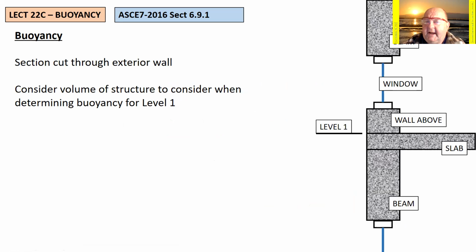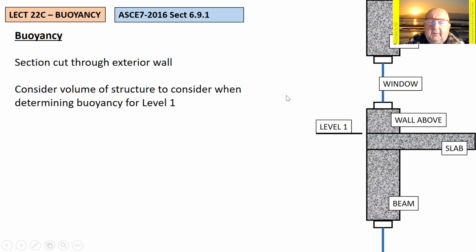So let's talk about what happens when water is coming in during a tsunami wave. I've got a cut away through a building exterior wall. There's a floor slab. There's this beam soffit underneath. There may very likely be a wall above the slab. Then on top of that wall is sitting some kind of a window. And then above that window, I've got the beam for the floor above.